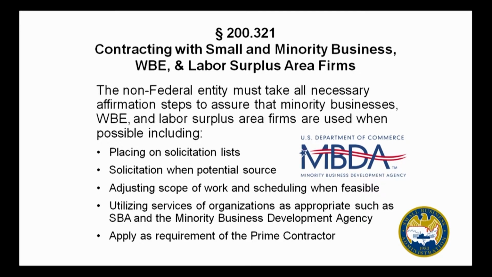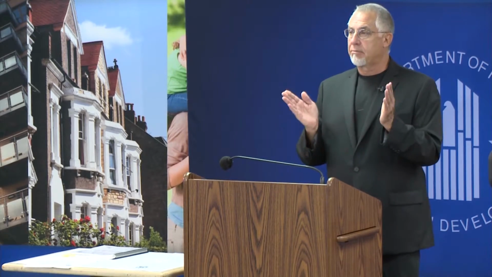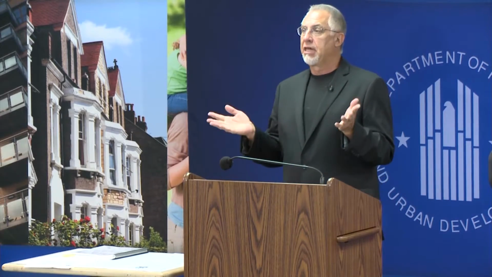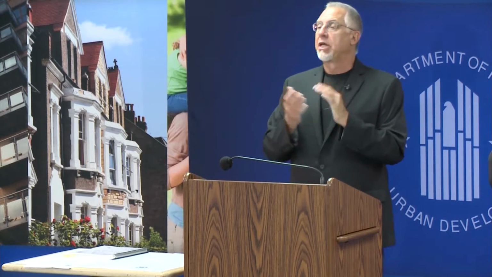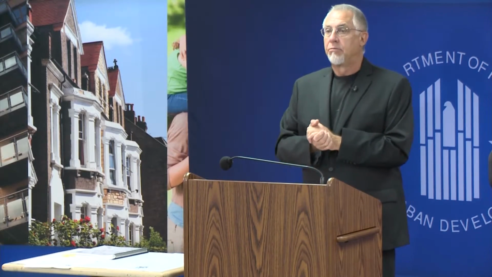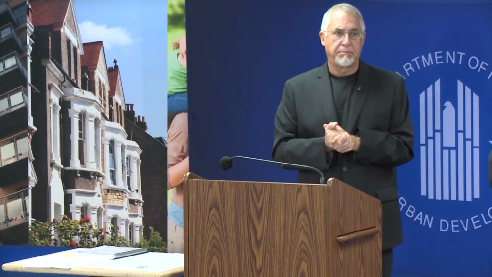Adjusting the scope of work and scheduling when feasible. That's very significant. Thinking about breaking up procurement in order to make it possible for these small businesses to participate. Reconsidering your schedule to make it possible for these small firms to participate. Very interesting new requirement here in this regard, I think. And again, requires modification of your procurement policy and procedures.